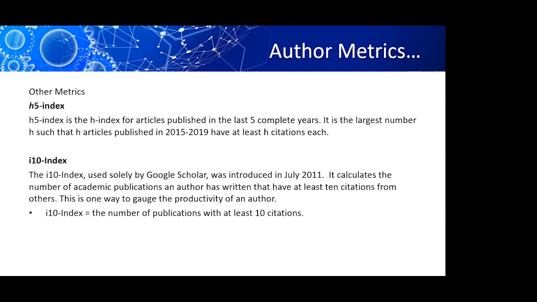For the I10 index, it was first introduced by Google Scholar in 2011, and it calculates the number of academic publications an author has written that have at least 10 citations. Means for any of the researcher's output or publications, at least 10 citations for each of the publications from others. This is one way to gauge the productivity of an author. Here the formula is: I10 index is the number of publications with at least 10 citations. So these are some major author metrics which can be used to evaluate the performance of the authors. The reasons I had already discussed; these are the major author metrics.